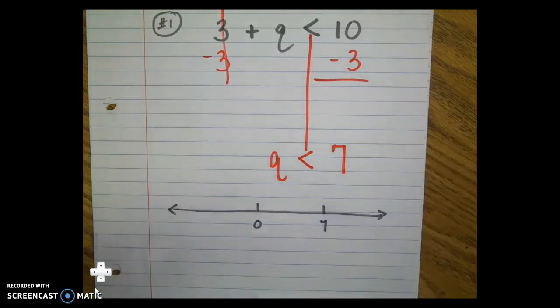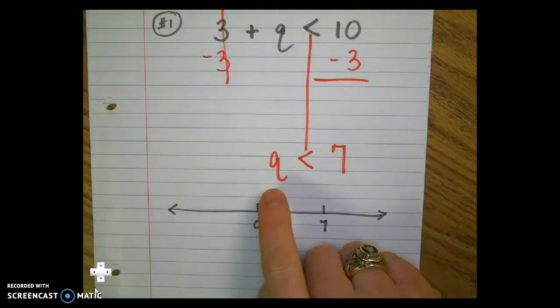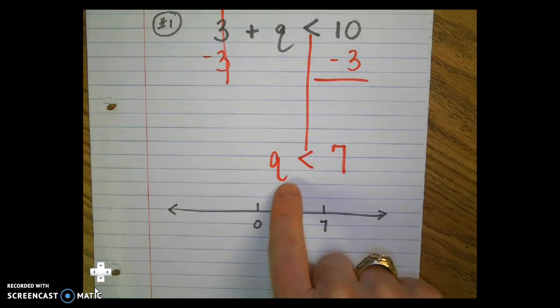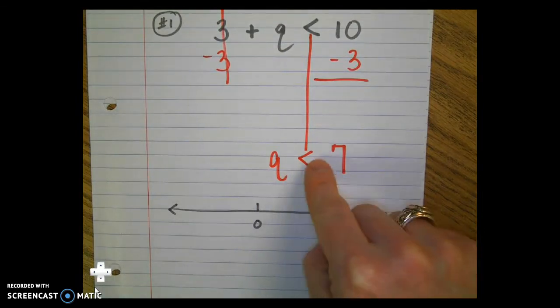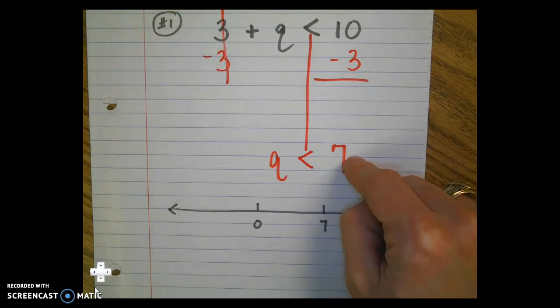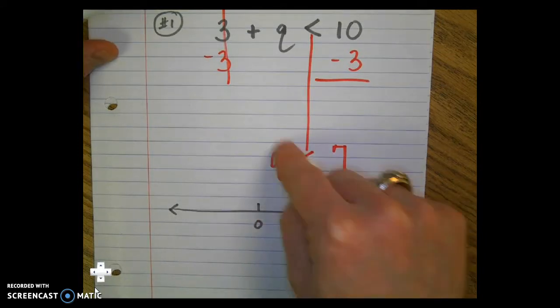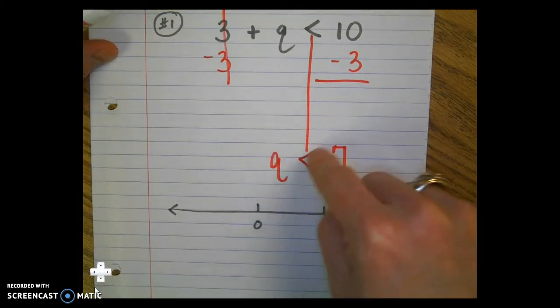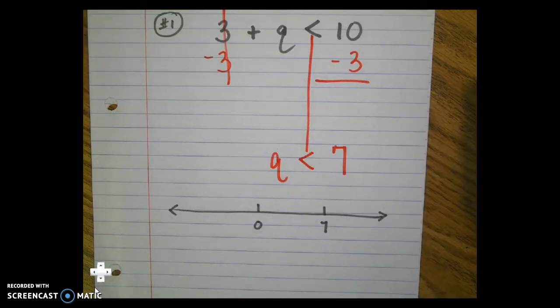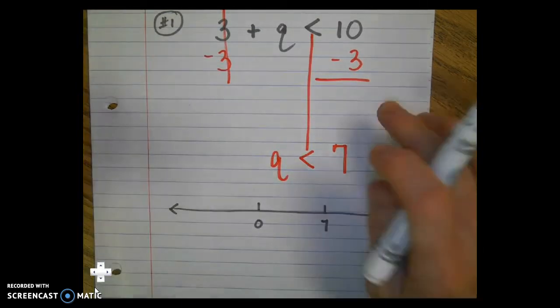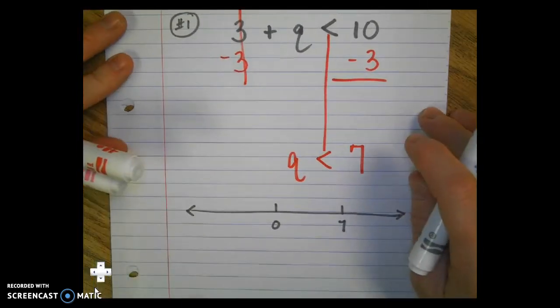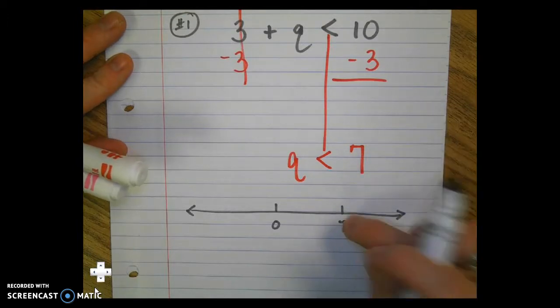Okay? Now, I am telling you, and you guys can see right here, that Q is less than 7, which means, look, the mouth is trying to eat the 7. So no matter what Q is, it's going to be smaller than 7. Do you guys agree? Okay? So Q has to be smaller than 7. Here's the only thing. You have to color in this dot right here.